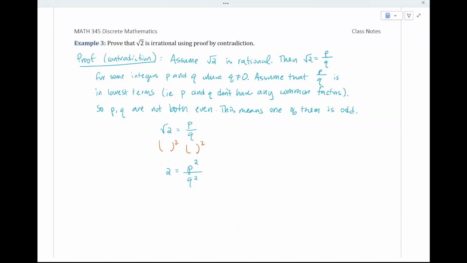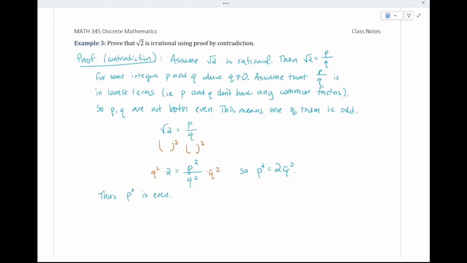And now I'm ready to multiply those sides by Q squared. So P squared is 2 times Q squared. And that must be an even number. 2 times some integer is even. Thus, P squared is even.